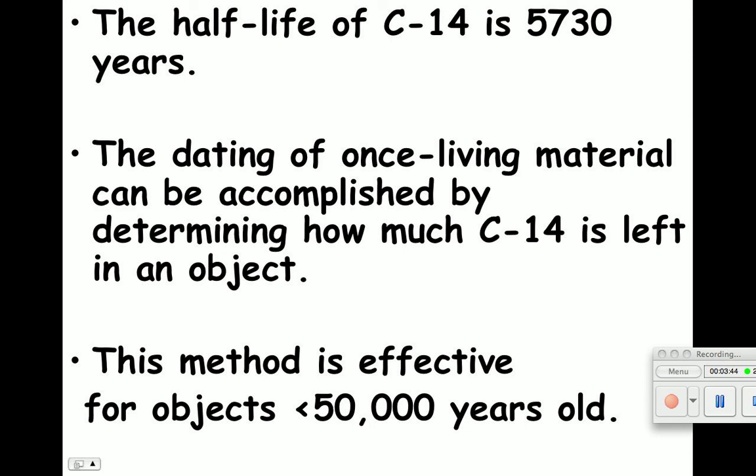Okay, so the dating of once living material is accomplished by determining how much carbon-14 is left in the object. Now, you're eventually going to get to a point, as we saw in the little demonstration, that all of the atoms are going to radioactively decay, so we really can only tell how old something is up to about 50,000 years old, nothing older. So if I find a living thing and all of its carbon-14 has radioactively decayed into a new substance, then I know that it has to be older than 50,000 years.